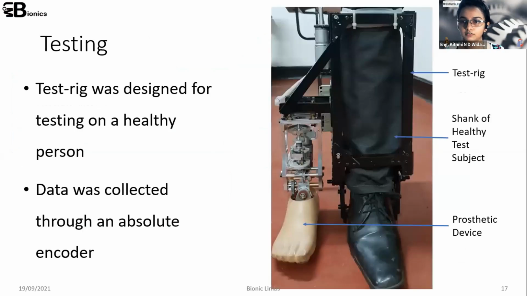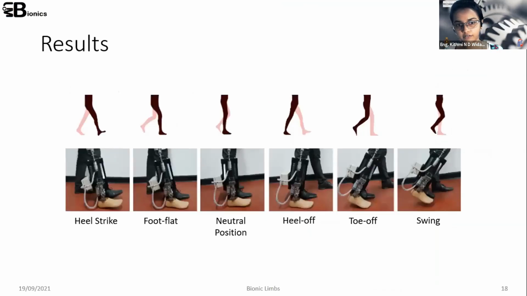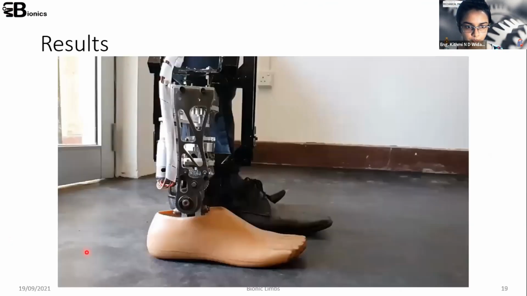We didn't test this prototype device on an actual amputee because we needed to confirm the operation first. So we fixed it in parallel to a healthy person's leg by using a specially made test rig. This is how our results came up. You can see this device can mimic the actual leg motions in all the phases. I'll show you a small video.